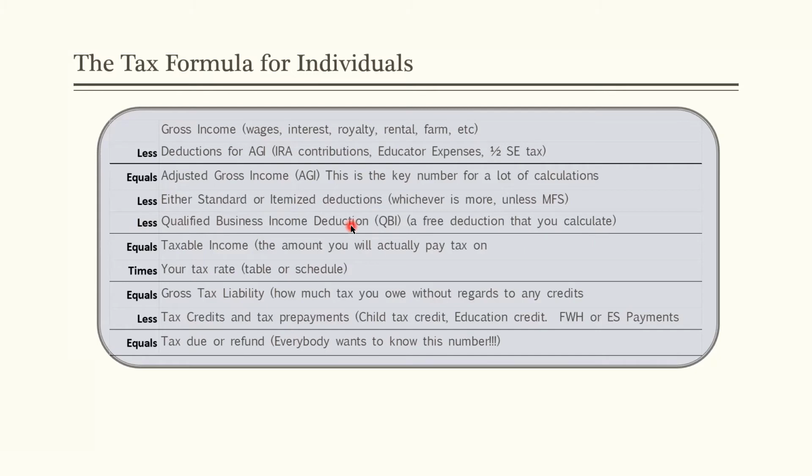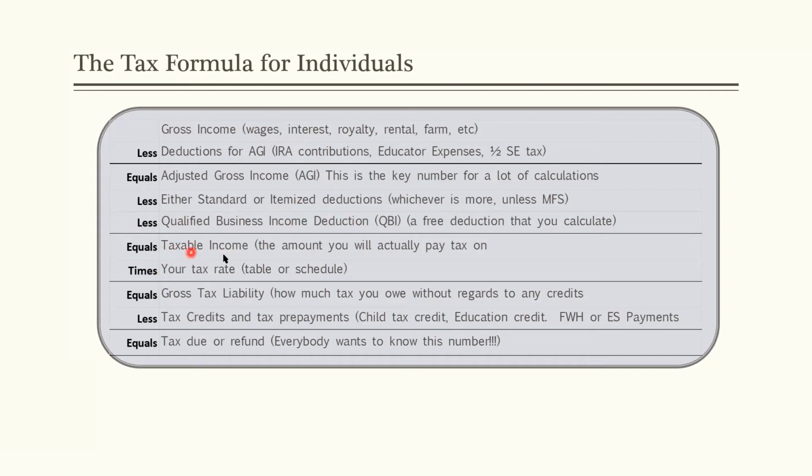This is a new one from the TCJA, and it's kind of a little mess to calculate, and we'll talk about it way on in chapter 8 or 9, I believe. But for now, just understand that it's basically a free deduction. You get a certain percentage of your business income that you get to subtract as a deduction. And then that gives you your taxable income.